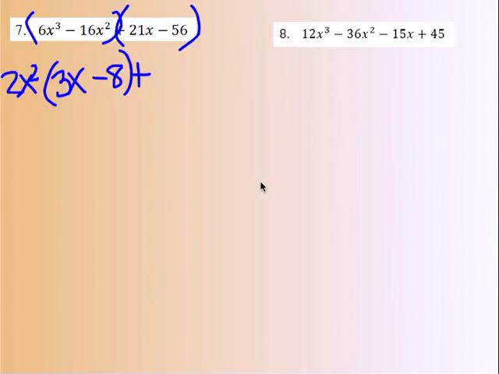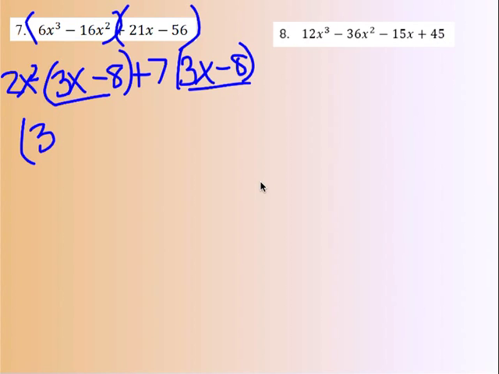So then I need to figure out what divides 21 and 56. Well, that is actually going to be 7. So 21x divided by 7 is going to give me 3x. Negative 56 divided by 7 is going to give me a negative 8. So here, my leftovers are matching. Now, if they weren't matching, that means we made a mistake, okay? Because they always should be matching.